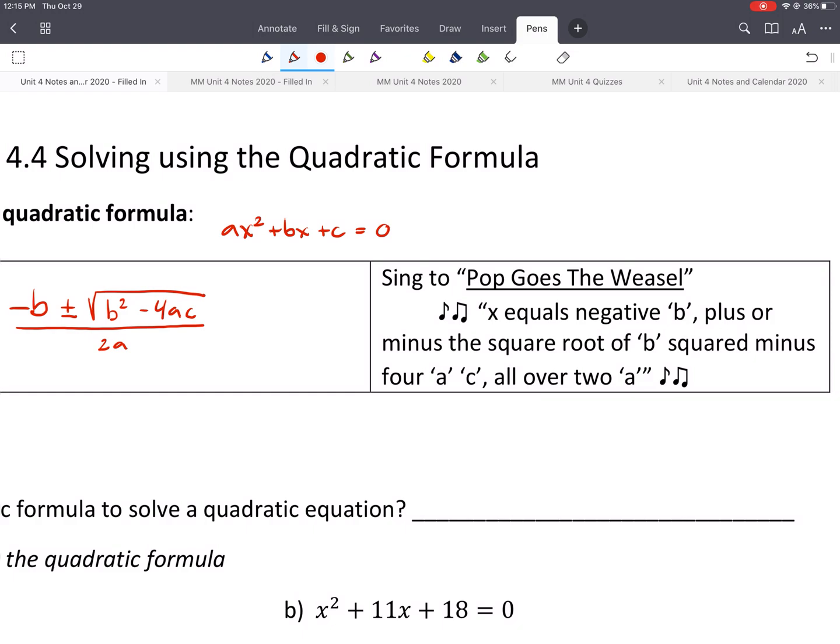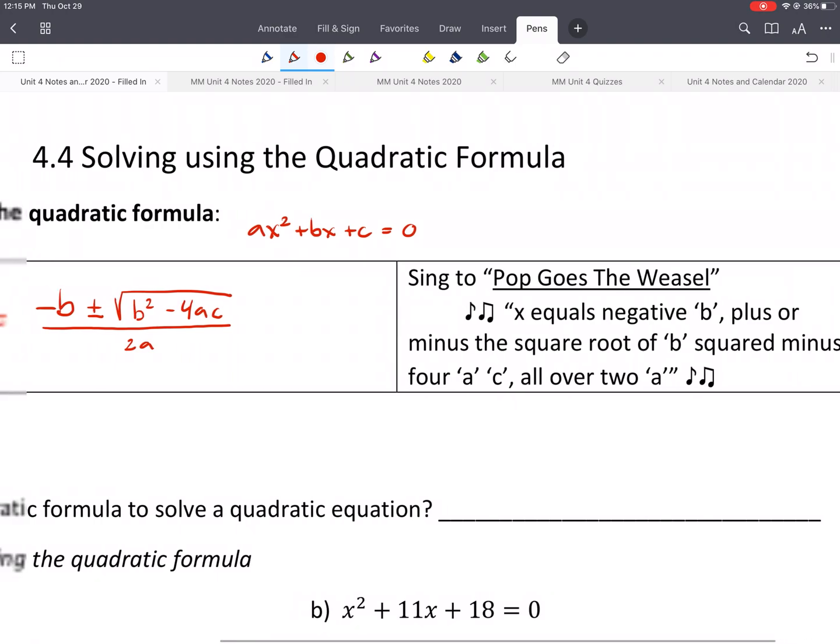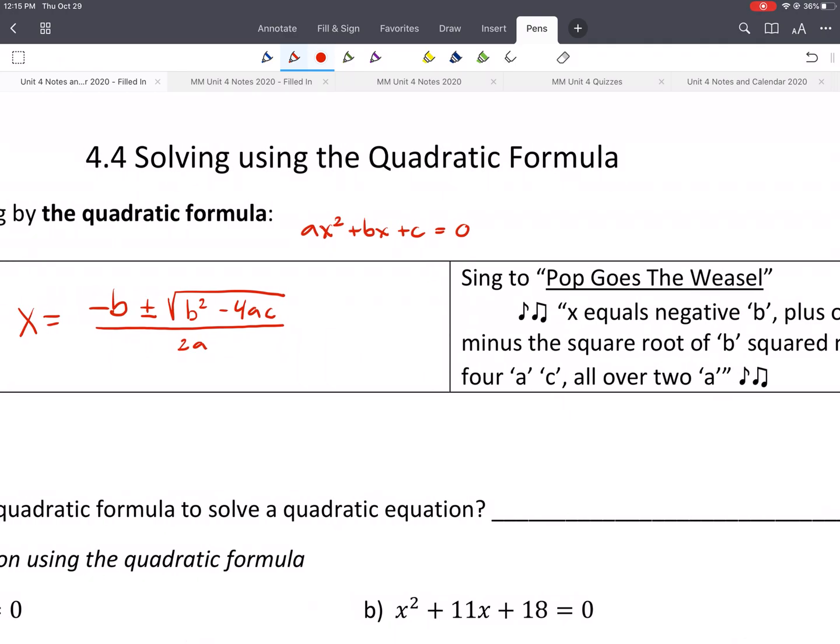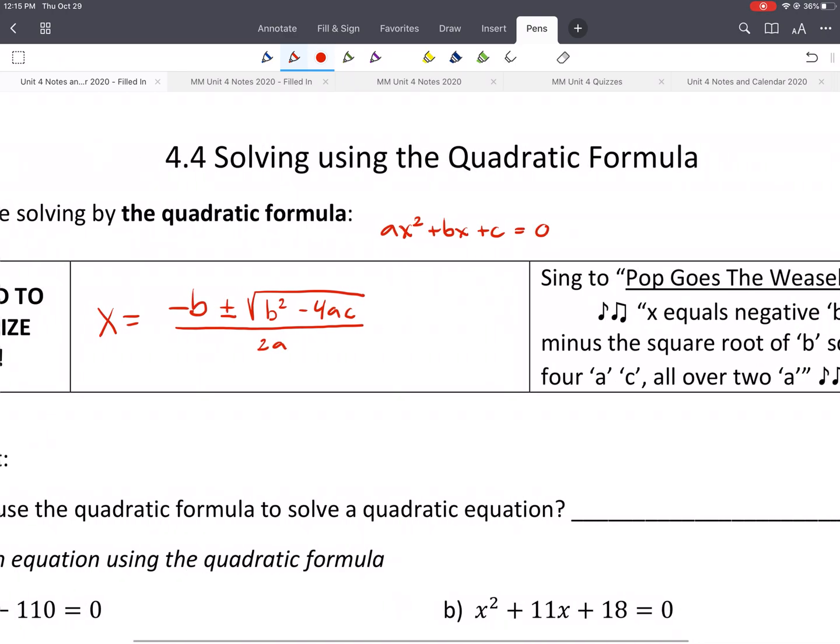What I would suggest is maybe pause, go back and listen to that, because that was beautiful, first off. Second, the more you sing this, the better it'll get memorized in your brain, whether or not you want that stuck in your brain. You may want it for the test. You will need to be able to write that down on the test so that you can do problems using the quadratic formula. So we'll do it one more time. Sing it with me with gusto.